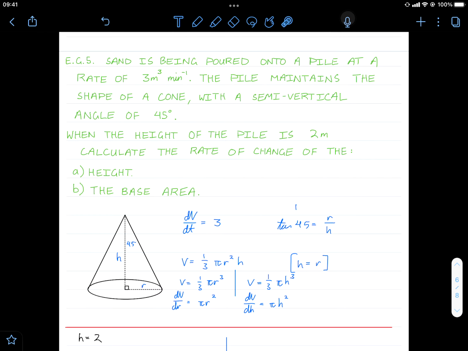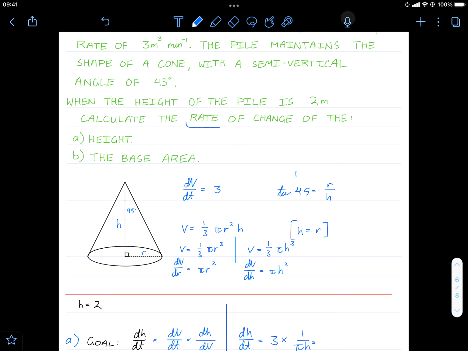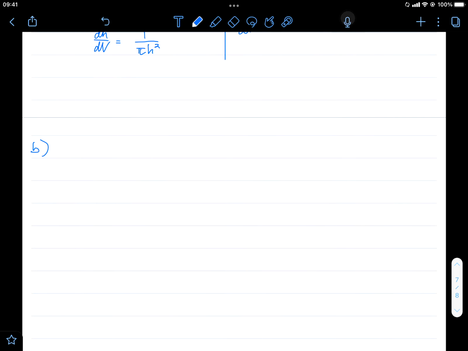We are looking for the rate of change of the base area when the height of the pile is 2 meters. Okay, so let's think about the rate of change of the base area. So part B, we're being told h, the height, is equal to 2. And our goal is the change in the area of the base, so dA over dt. That's what we are looking for.